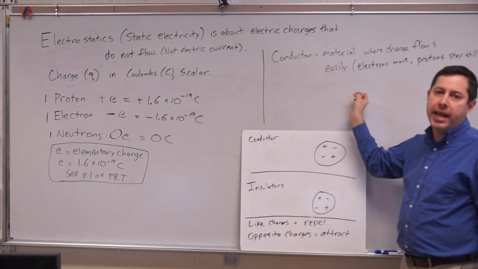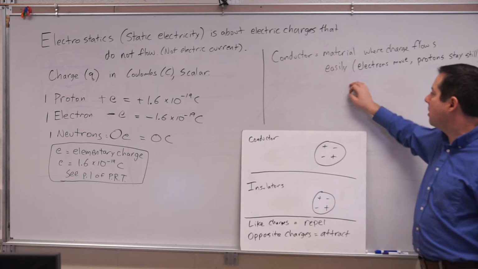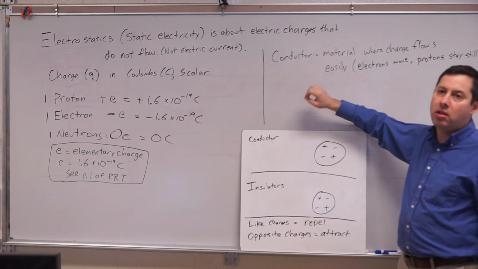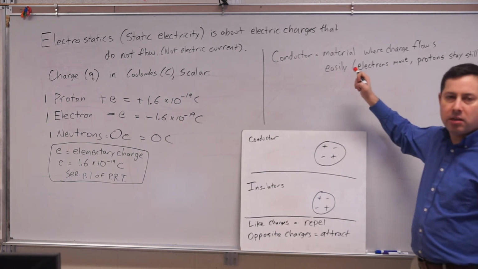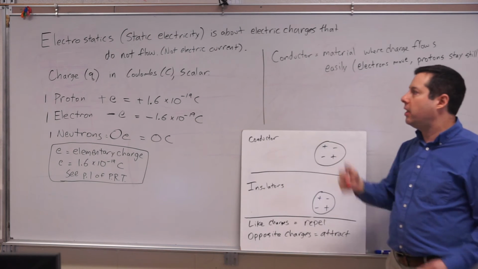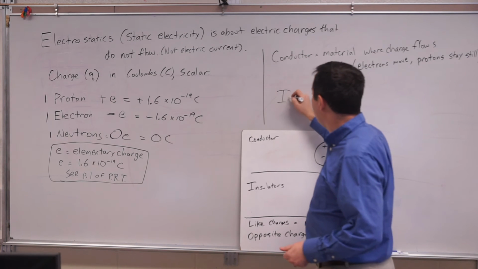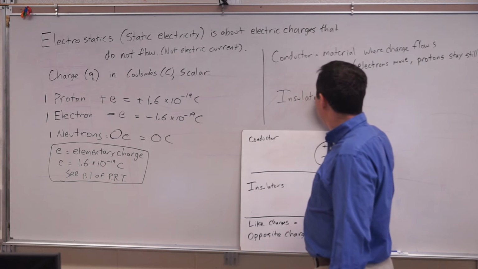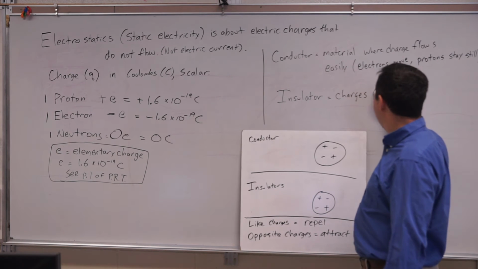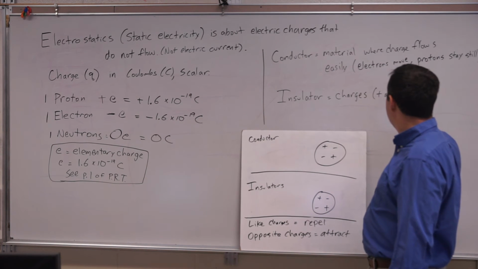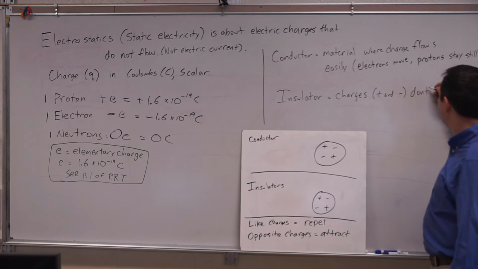But if you think back to chemistry, for example, you know that electrons can be easily gained and lost by atoms, and so in some materials, they're very easily gained and lost, so they can bounce around through a material, and so a conductor is where those electrons can move freely through the material. An insulator is where charges, both positive and negative, don't move easily.